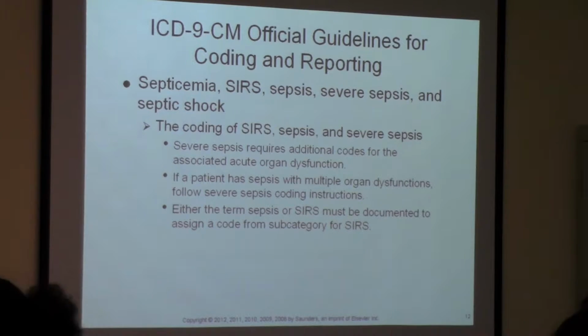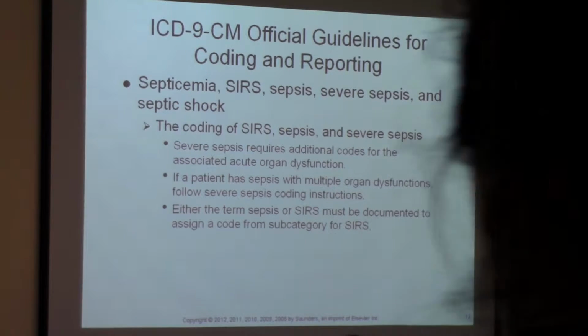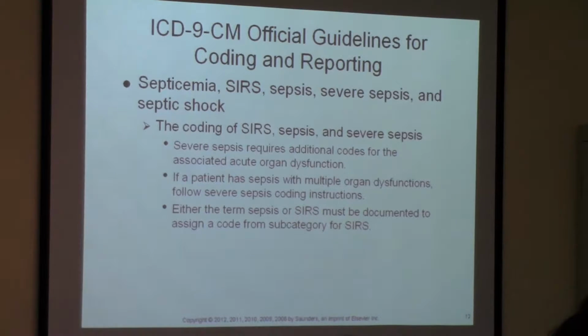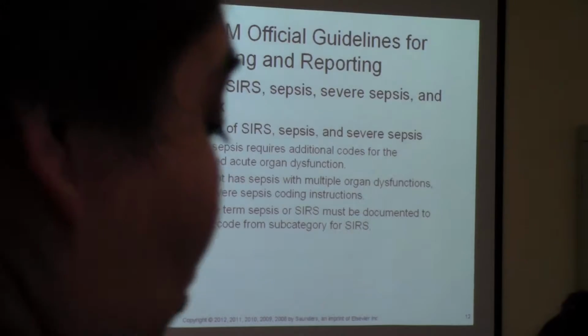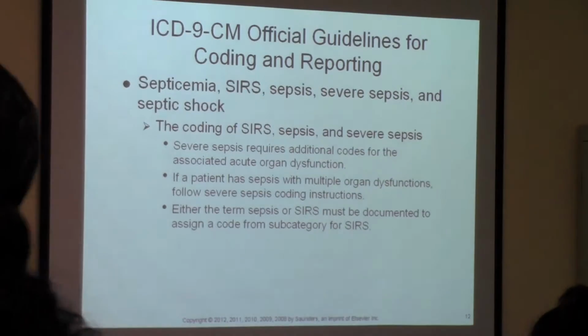Organ dysfunction. Okay, so coding SIRS, sepsis, severe sepsis. Severe sepsis requires additional codes for associated acute organ dysfunction. So that's basically severe sepsis. If a patient has sepsis with multiple organ dysfunction, follow the severe sepsis coding instructions. And then either the term sepsis or SIRS must be documented to assign a code from the subcategory SIRS. So sepsis or SIRS must be documented in order to code for SIRS. Okay, so let me go back.